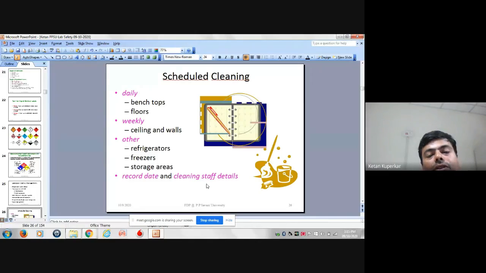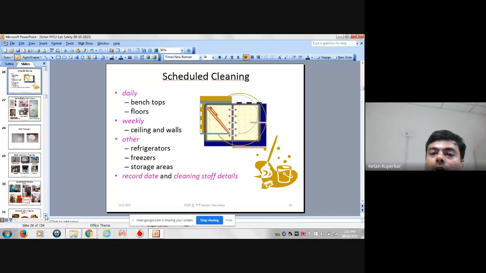Now, in addition to all this laboratory safety management, another most important topic is cleaning or maintenance. When you talk about maintenance, it has to be cleaned on a daily basis. For example, the bench tops or platforms where students perform their experiments, and the floors, are to be cleaned daily. On a weekly or monthly basis, the ceiling and walls can be taken into account, and they could be cleaned using some good soap solutions.